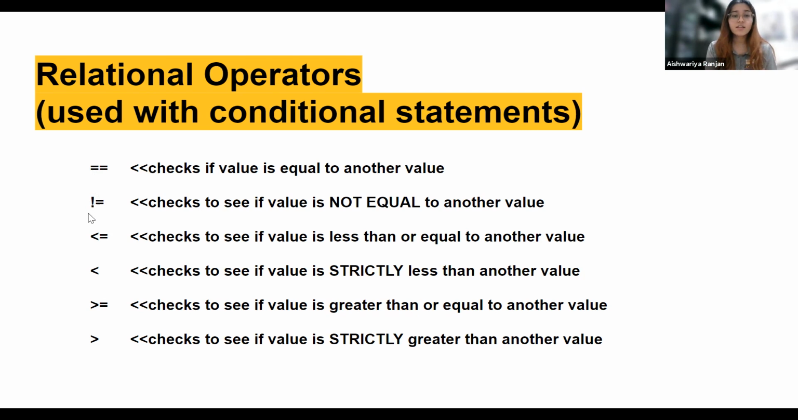If you want to check that they're not equal, then you would use the exclamation mark equal to sign. If you want to see if it's less than or equal to another value, you would use the less than and equal to sign. If you want to make sure it's strictly less than a value, then you would use this sign. Similarly, you would use the greater than equal to sign and the greater than sign.